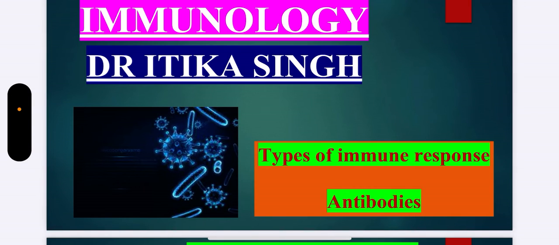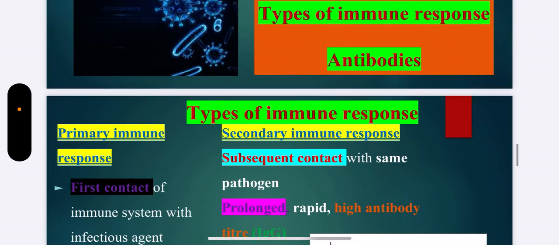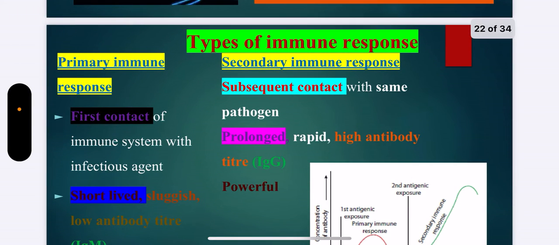About the types of immune response and antibodies. Now, the immune responses evoked on the antigenic exposure are of two types. First is the primary immune response and second one is the secondary immune response. So what is primary response?